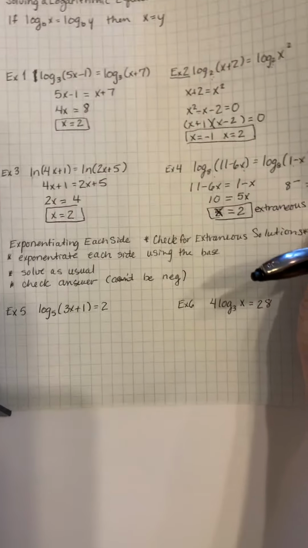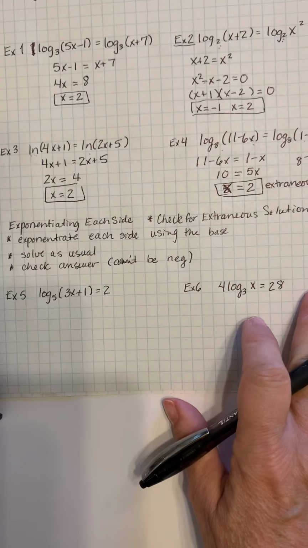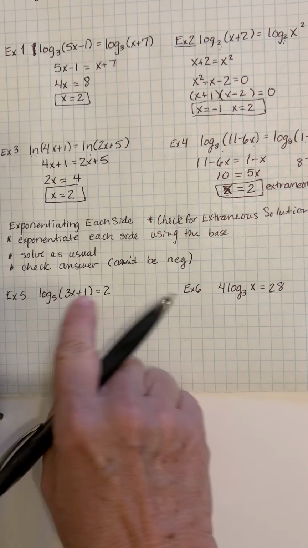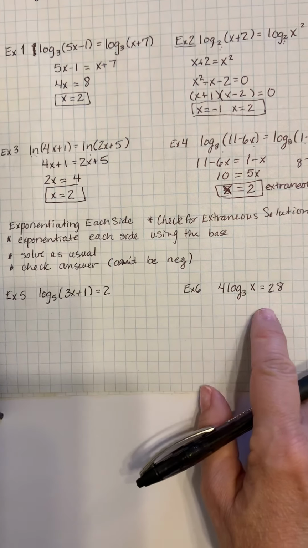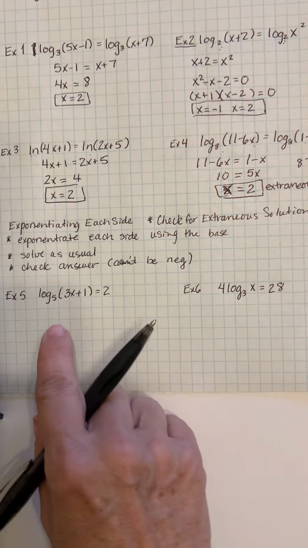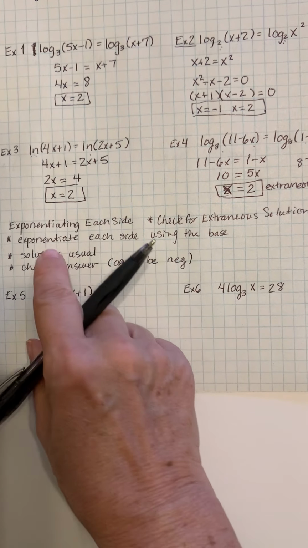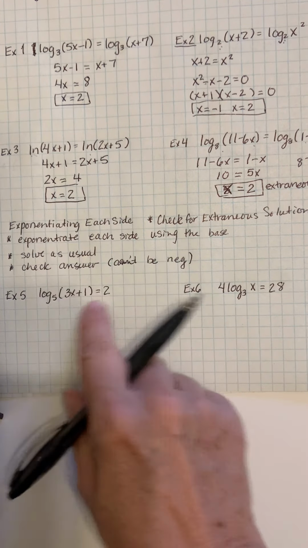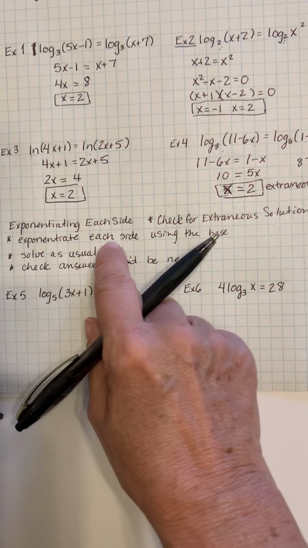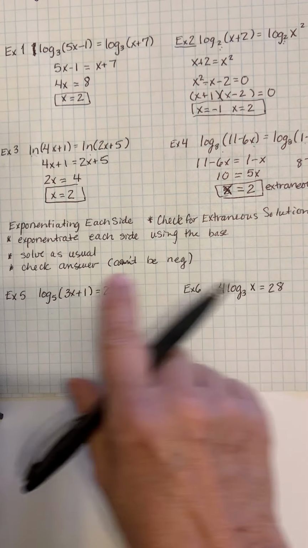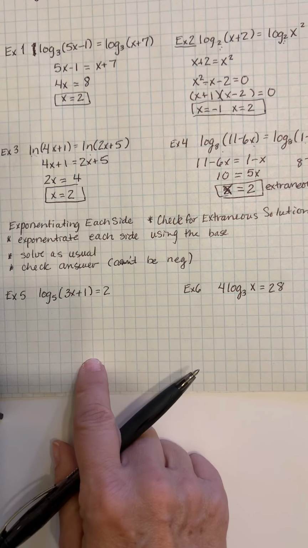Okay, that is that type of problem. Now I want you to take a look at these. These are slightly different because this one has a term 2 that's not log base 5, and if you look over here, this one has a 28. So what we're going to have to do is get the log by itself. I should have put that as a step first. If you get the thing by itself, then you exponentiate each side, raise each side to that base, and then solve as usual and check your answer because we can't have a negative in there.